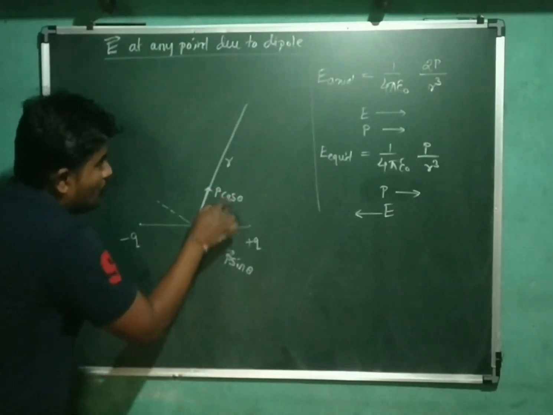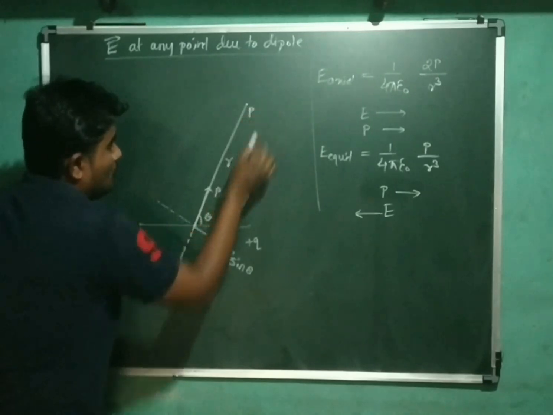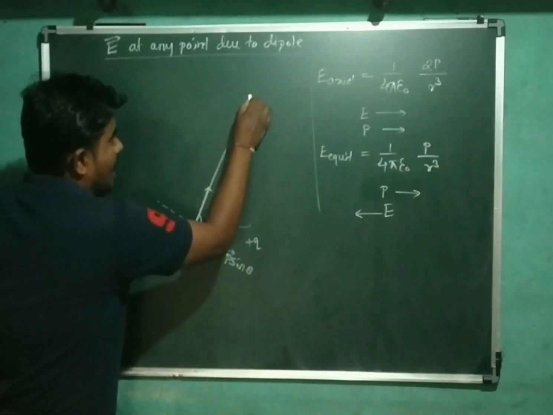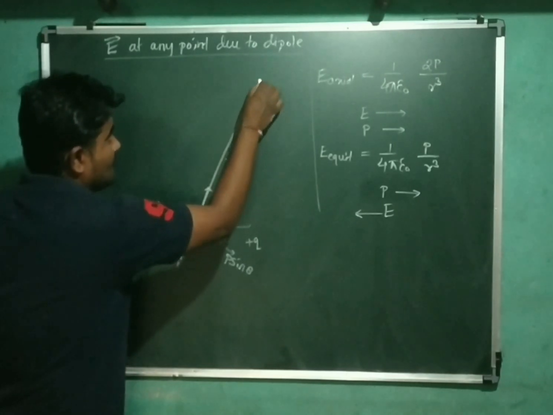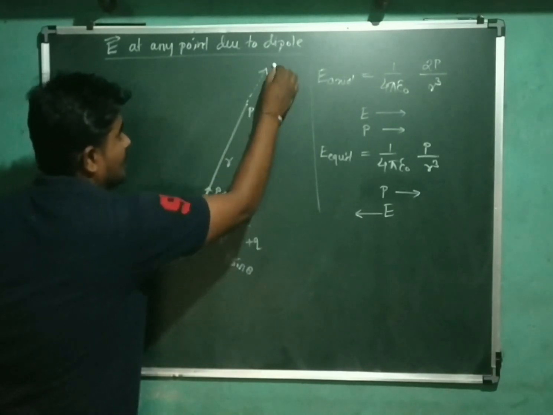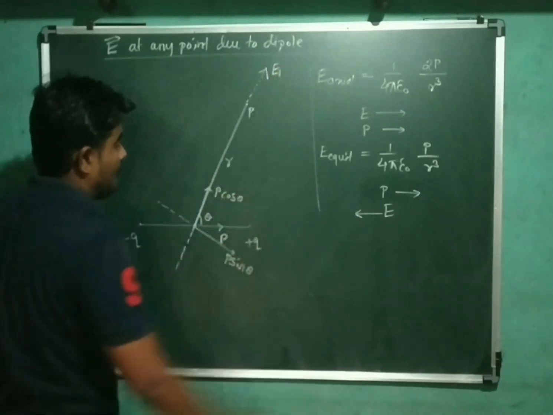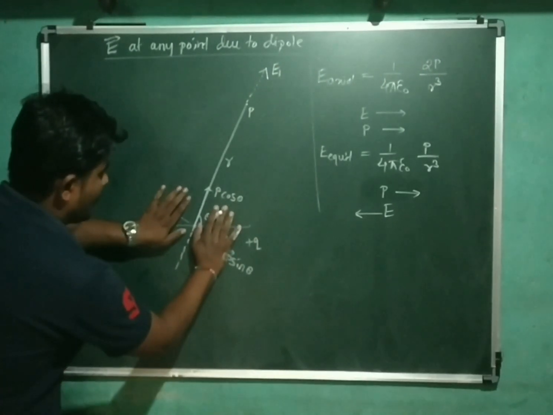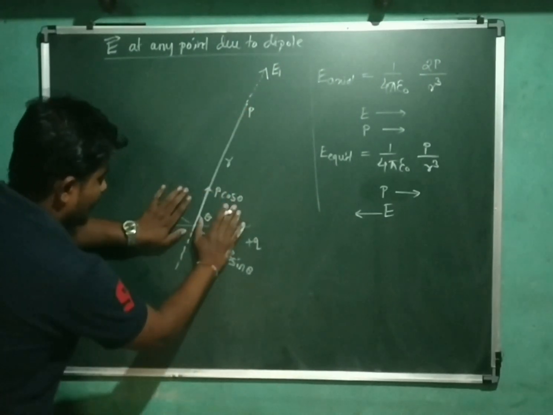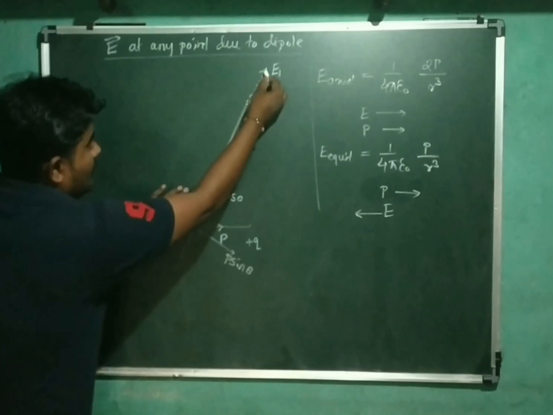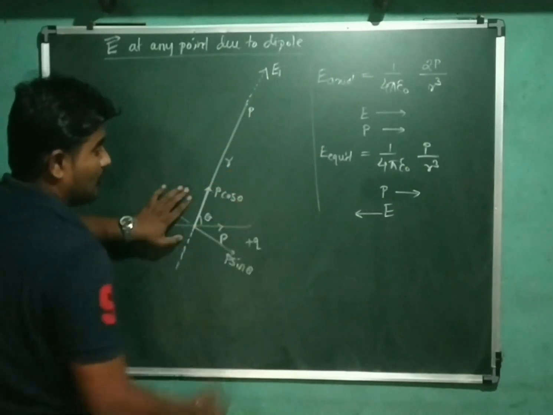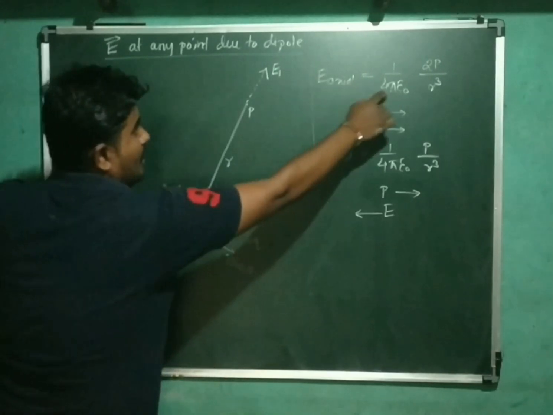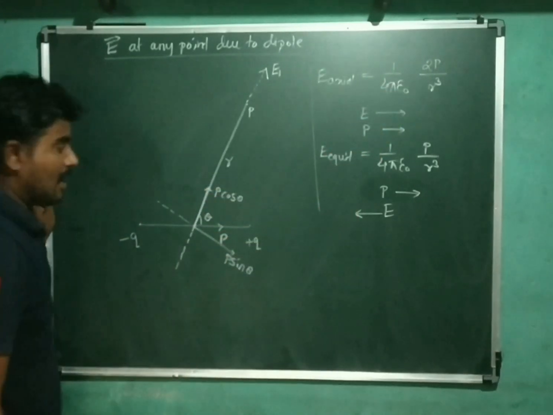Due to this P cos theta, at point P one electric field will be there, and this is axial line, therefore the direction of electric field will be in this direction. Let us call it as E1. Neglect all these quantities. This line is axial line, and at a point P the electric field will be on axial line. We have already calculated it as 1 divided by 4 pi epsilon naught 2p divided by r cube.